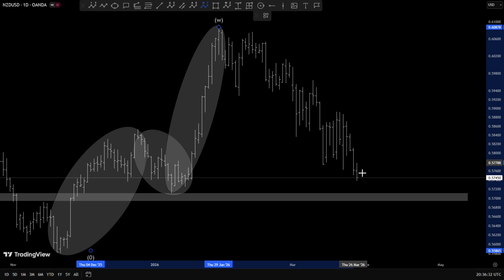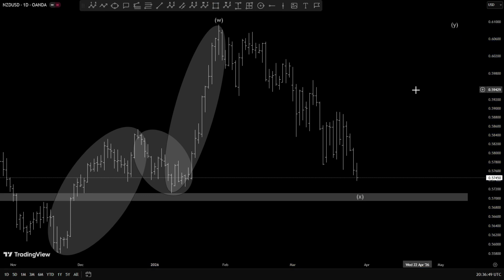For us to label this as wave X, we must find a corrective structure that is a retracement structure. Then we will have Y, which means currently we are in what? Wave X. We are almost done with X. But now let's just unfold it so you understand it clearly.